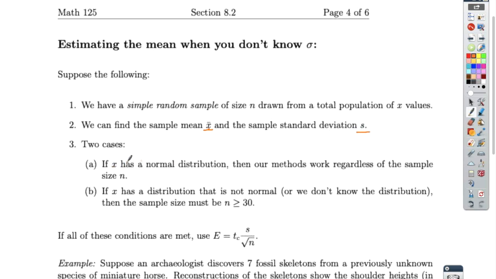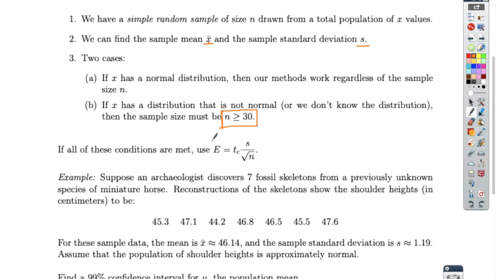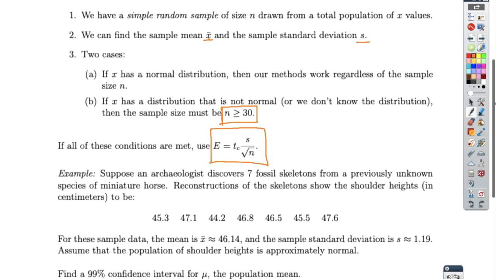If x already has a normal distribution, then great, we really don't care about the sample size. But if x has any other distribution, or if it doesn't directly say that your distribution is normal, then we still have to have that 30 or larger. That's kind of like the appropriate sample size, that things get close enough to normal that we really don't care. If all of these conditions are met, we're going to use this new error formula to build our confidence interval. Okay, so let's try it.